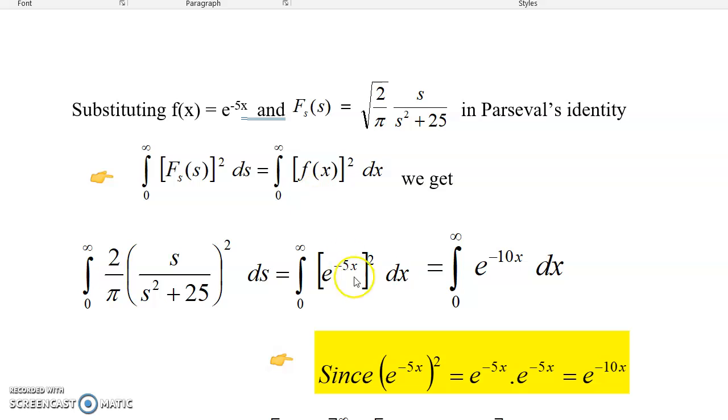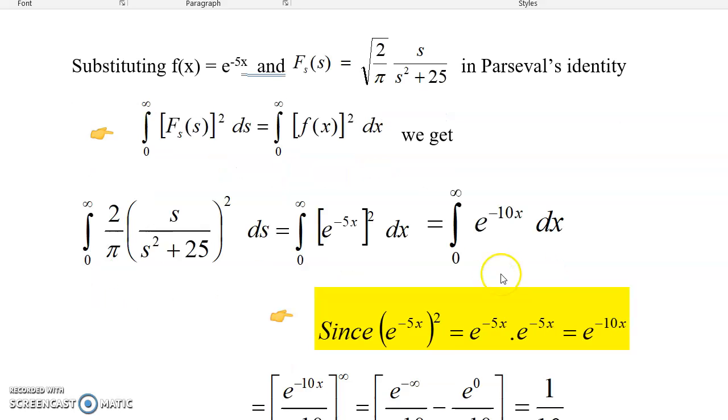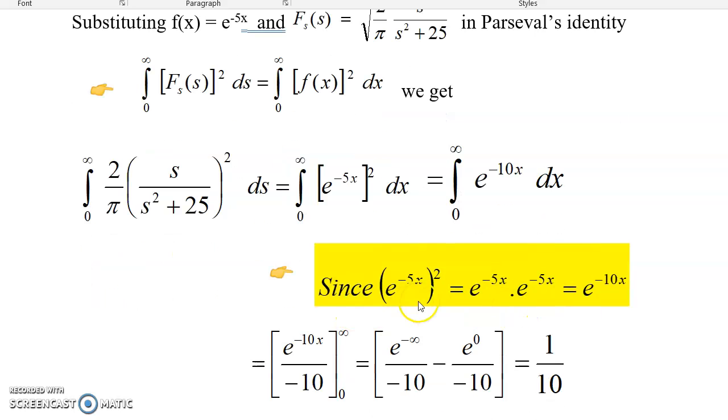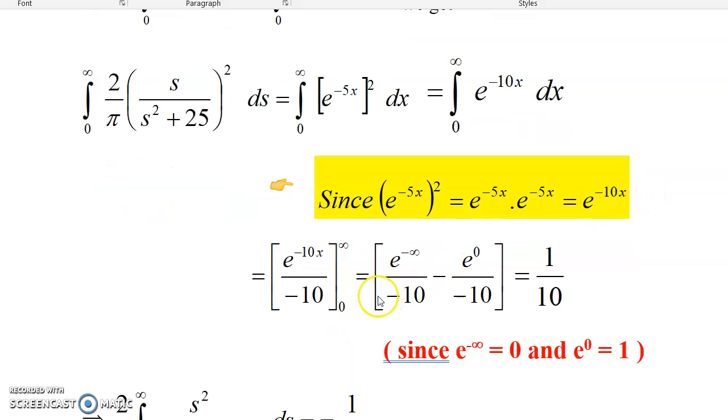On the right side you have f of x squared. So f of x is e power minus 5x, and that you have to square. It's going to be e power minus 10x. Here we have shown that e power minus 5x squared is e power minus 5x into e power minus 5x, which is actually e power minus 10x. And when you look at this integral, the integral of e power minus 10x is very simple to evaluate. So let us evaluate and find that answer.